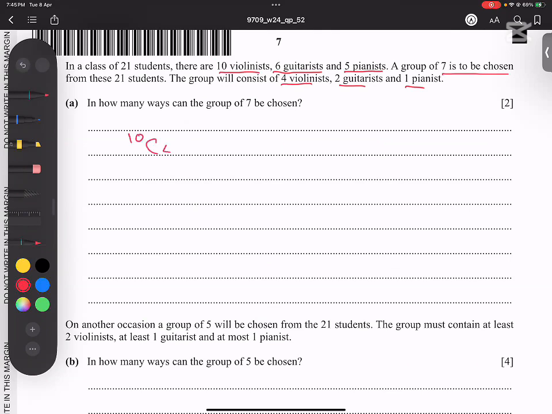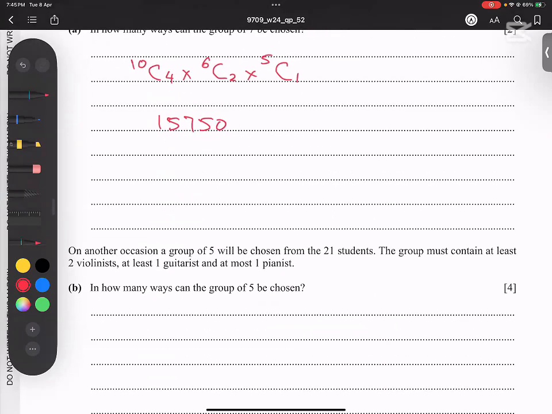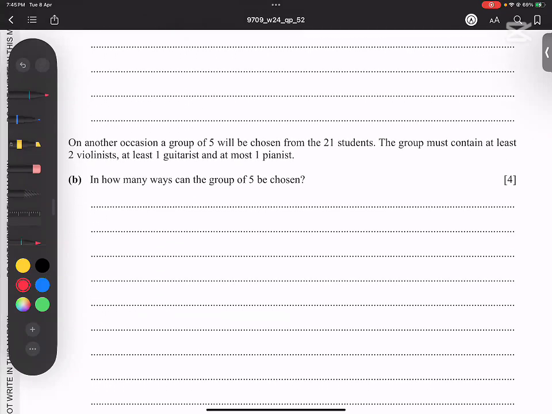So 10 C 4, 6 C 2, and 5 C 1. And if you type in the calculator, this answer turns out to be 15750. Yes. Okay, let's go for the next. He's saying another occasion, a group of 5 is being chosen, and the group contains at least 2. So let's say P should be at least. No, sorry, he said violinists, at least 2 violinists.